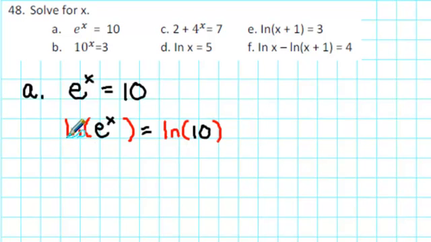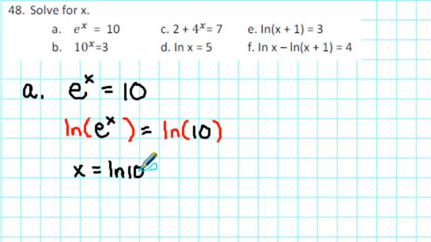On the left-hand side, the natural logarithm undoes the exponentiation base e, and that just leaves us with the exponent, which is x. The right-hand side, we just leave that as the natural logarithm of 10. So our solution to the equation is x is equal to the natural logarithm of 10.